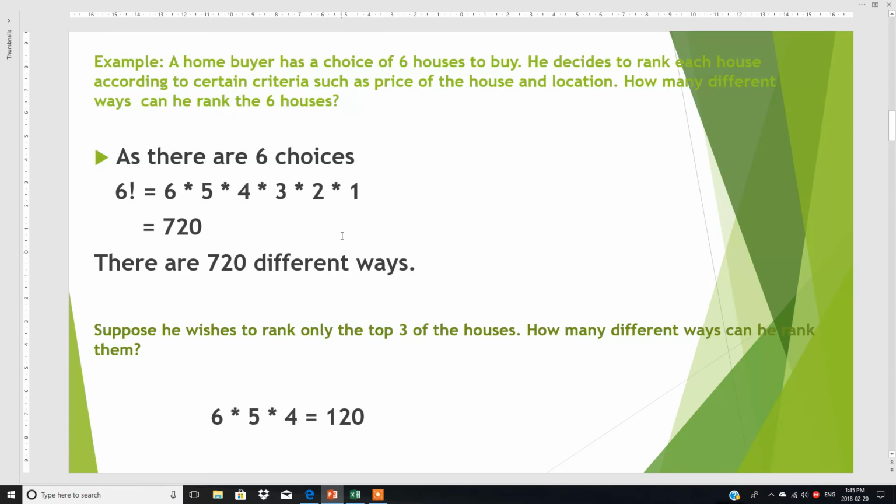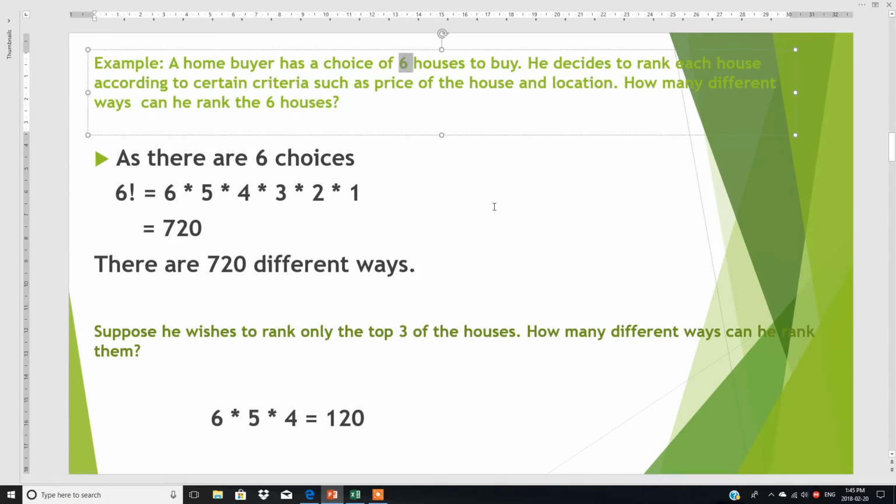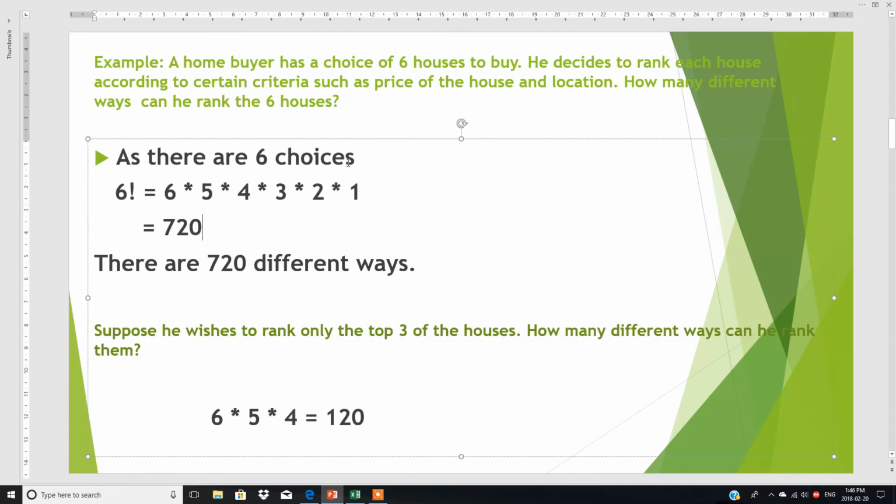Here I will show you with the help of an example. Suppose a home buyer has a choice of 6 houses. First we will clear the question. What is the requirement? A home buyer has 6 houses to buy. He decides to rank each house according to certain criteria such as price and the location of the house. So according to the price and location, these two factors he has to keep in mind, and then he has to rank these 6 houses. How many different ways can he rank the 6 houses?